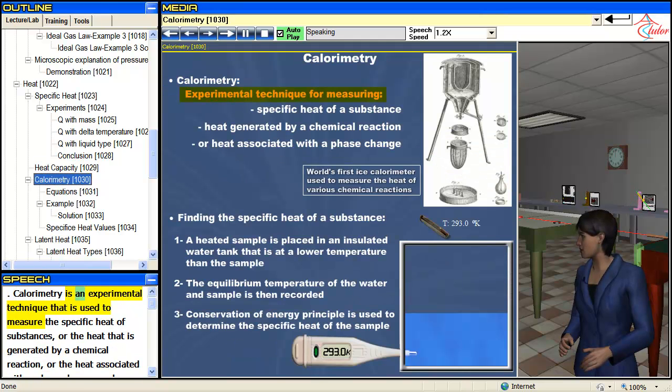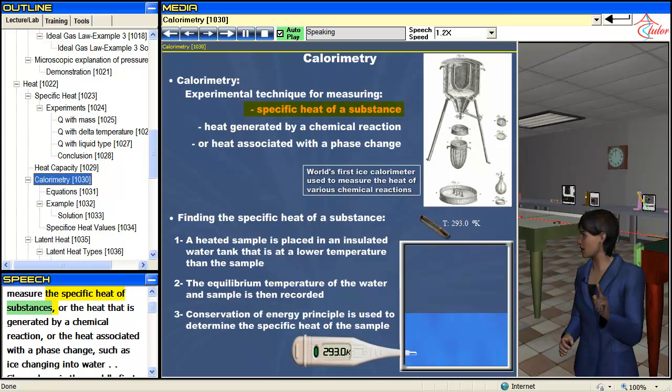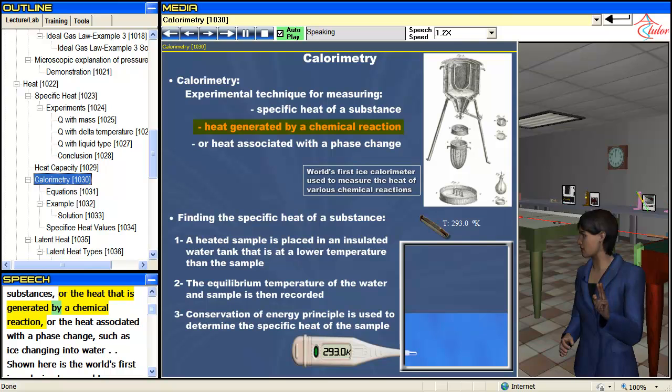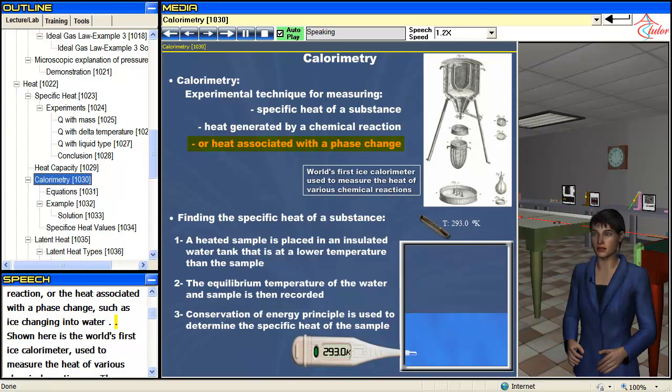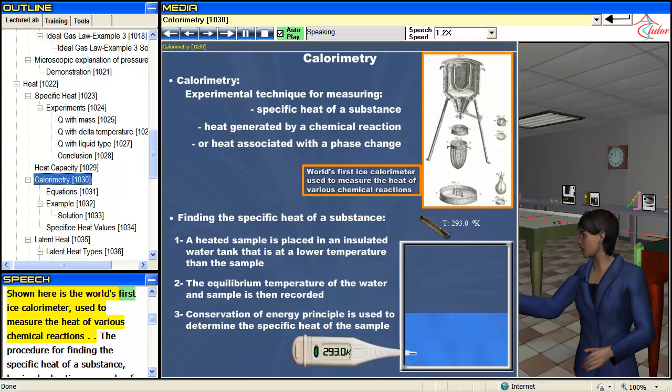Calorimetry is an experimental technique that is used to measure the specific heat of substances, or the heat that is generated by a chemical reaction, or the heat associated with a phase change, such as ice changing into water. Shown here is the world's first ice calorimeter, used to measure the heat of various chemical reactions.